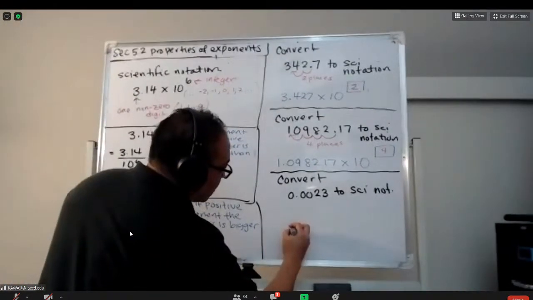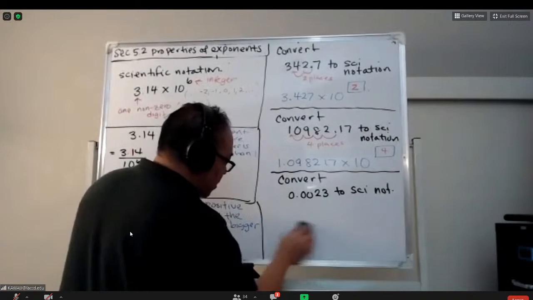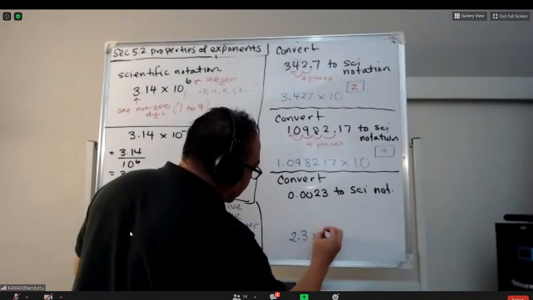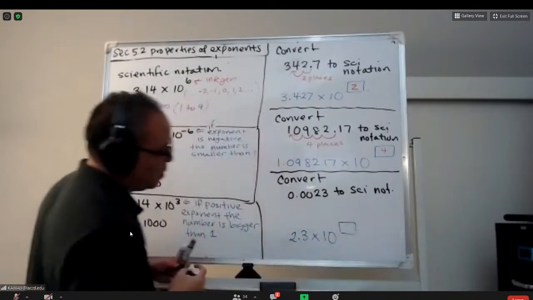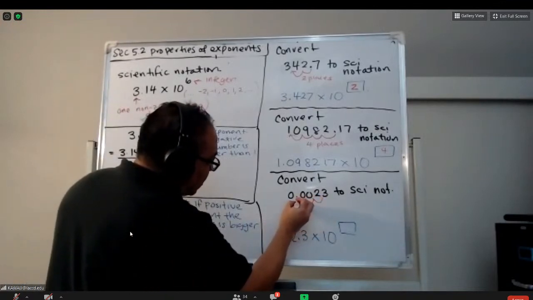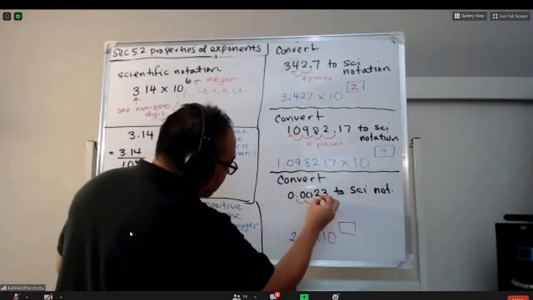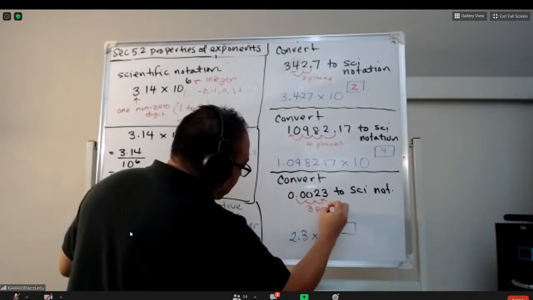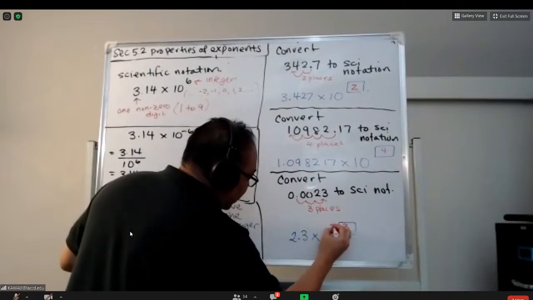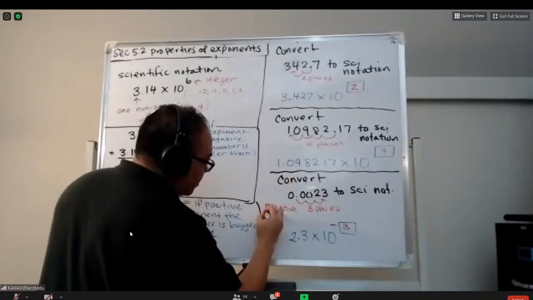Okay. So this is going to be 2.3 times, oops, let me do a different color. This will be 2.3 times 10 to something. And you go, well, what did I put in there? I'm going to move the decimal 1, 2, 3 places. So that's going to be a 3. And then this is negative because the number is smaller than 1.